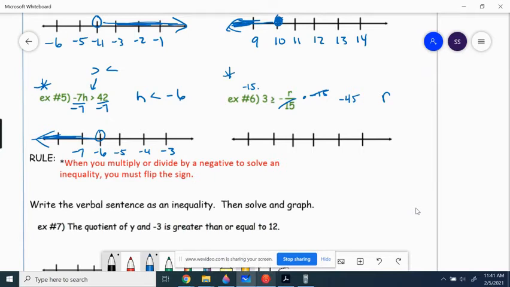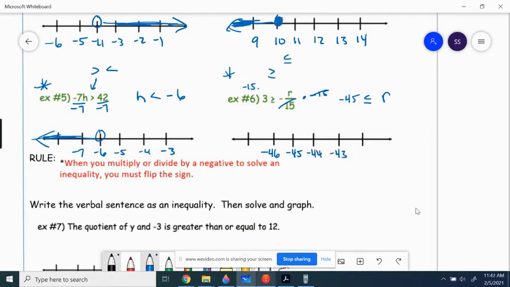So we have to remember our rule here. So we started with greater than or equal to. We need to flip this to a less than or equal to sign. So negative 45 is less than or equal to r. So now we can graph that out. We got negative 46, negative 45, negative 44, negative 43.